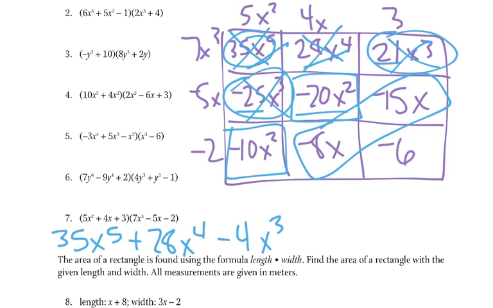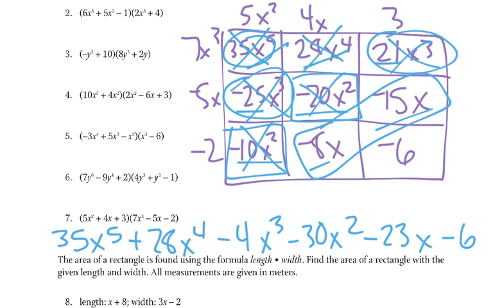Then squares, negative 20, negative 10, negative 30x squared. We like being able to combine, don't we? Negative 8, negative 15, negative 23x, and then lastly, negative 6. And there we go with that one.